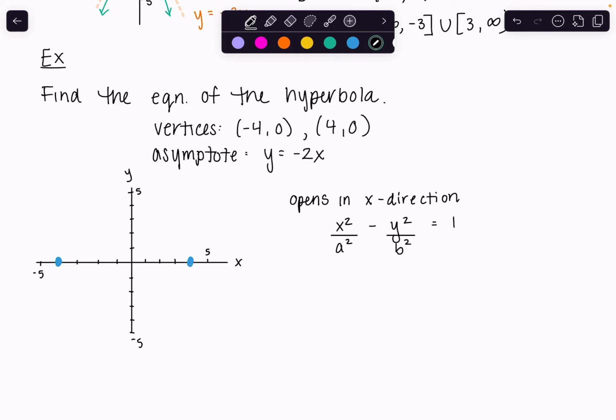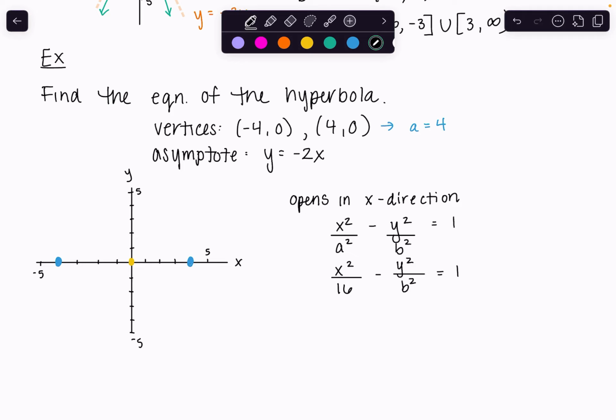But I do know the value that's under x because that's going to be the distance from the center to that particular point. So my center in this case has to occur exactly halfway in between my vertices. So that's a distance of 4, that's a distance of 4. Really, this immediately tells me my value of a is going to be 4. So I can fill that in. I know this is going to be x squared over 16 minus y squared over b squared equals 1.